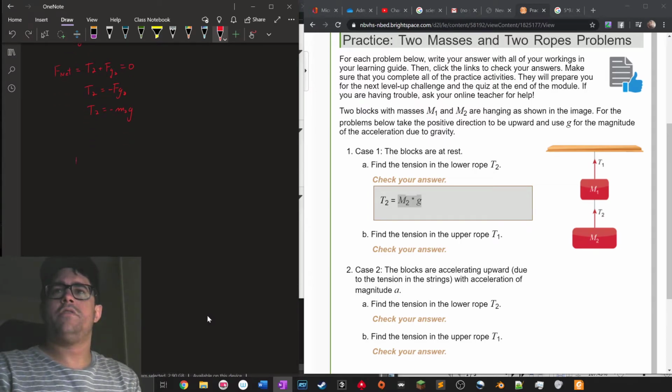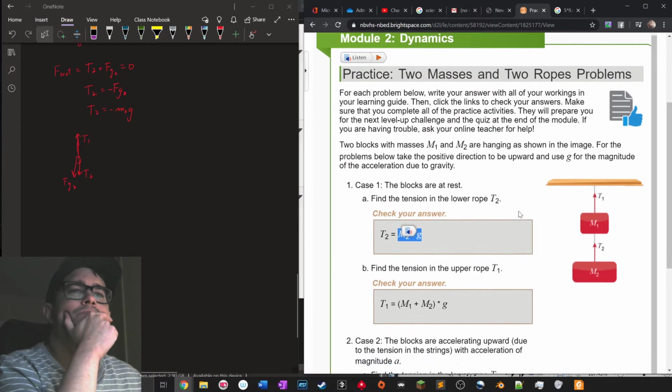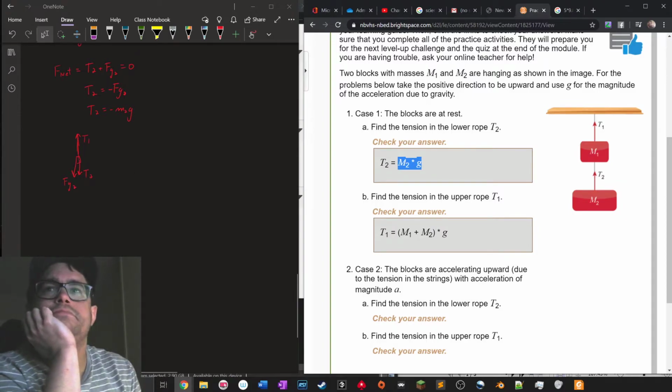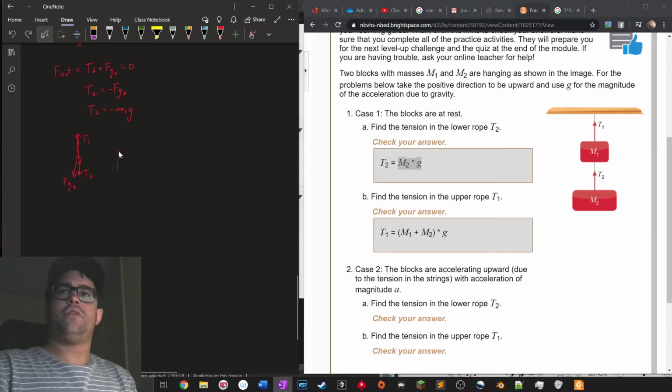And for m1, we have t1, which should be a greater vector. F t1, we have t2 and Fg2. My drawings are not really nice. Okay. So T1. So let's do Fnet.